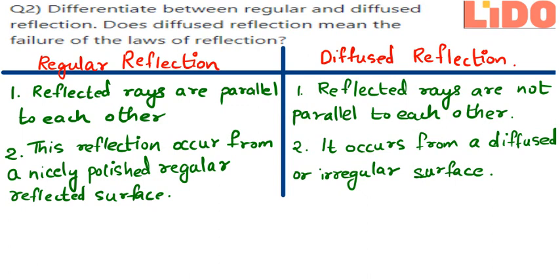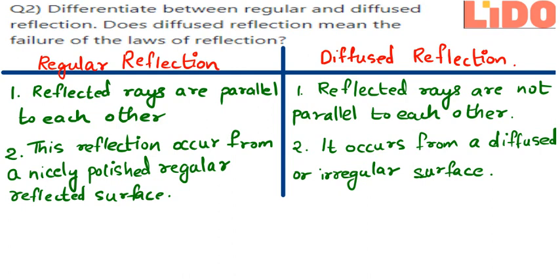So this is the first part of the question. I have finished doing the differentiation. Now let's see what is the second part of the question. The second part of the question says, does diffused reflection mean the failure of the law of reflection? So let's see what the answer is.